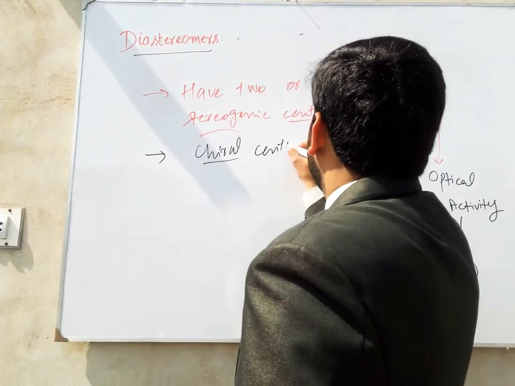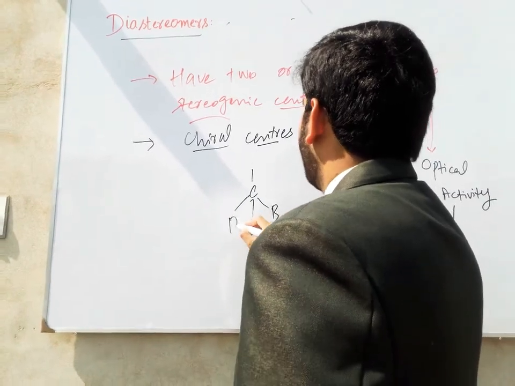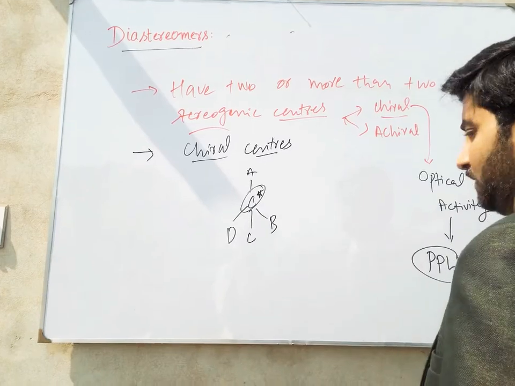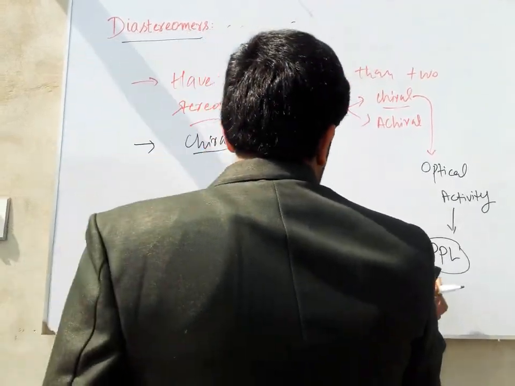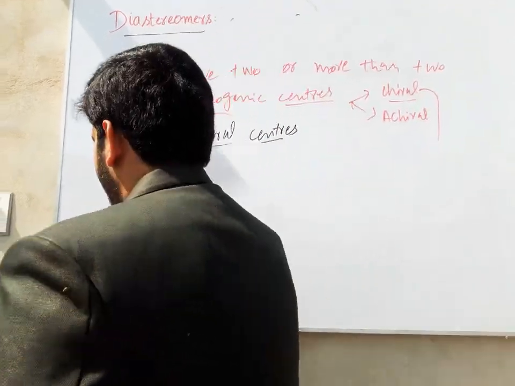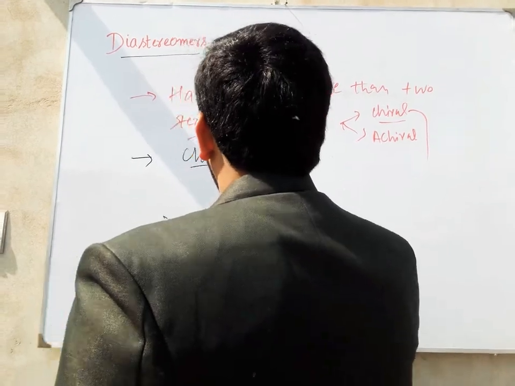The carbon that is directly attached with 4 different groups is called a chiral center. For example, we have a molecule like this.